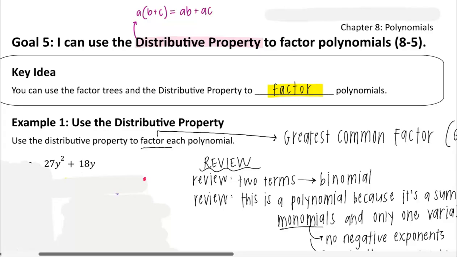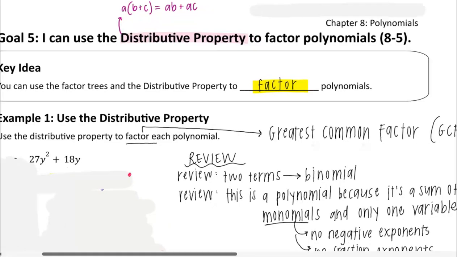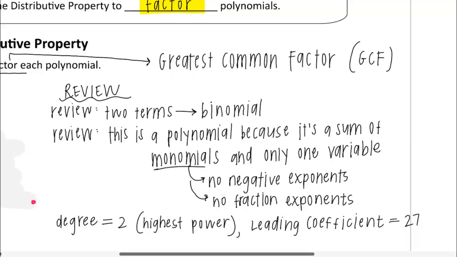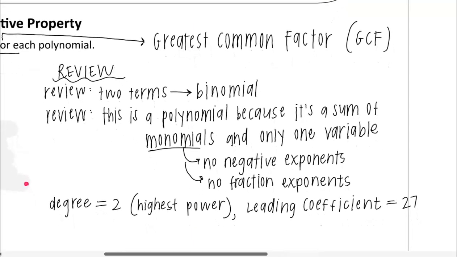polynomials. So the key idea is that you can use factor trees and the distributive property to factor polynomials. Let's say that we wanted to use the distributive property to factor each of these polynomials. First off, the first step in factoring is always to take out the greatest common factor, or the GCF.